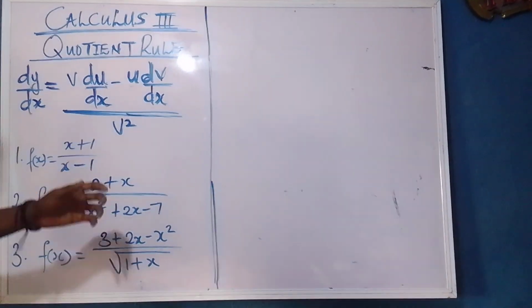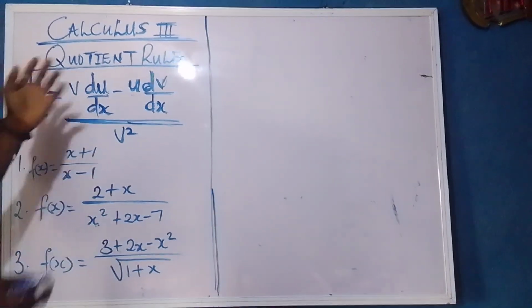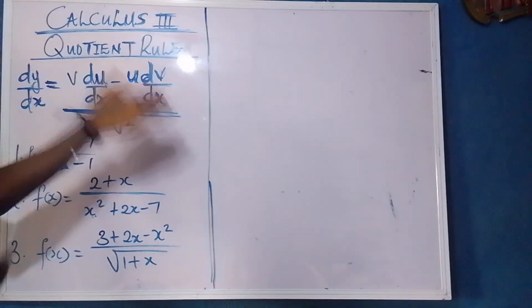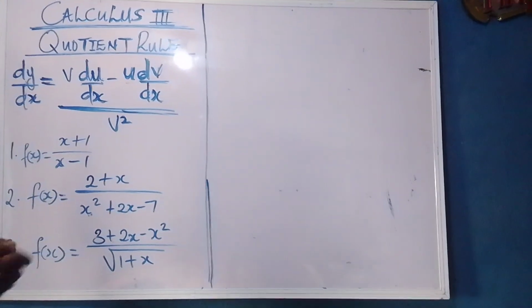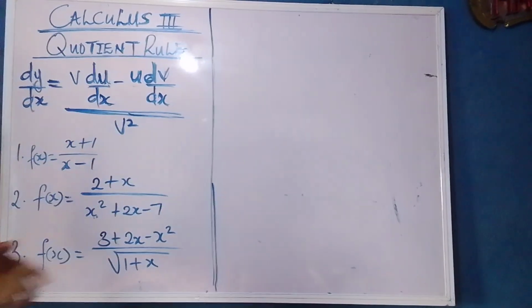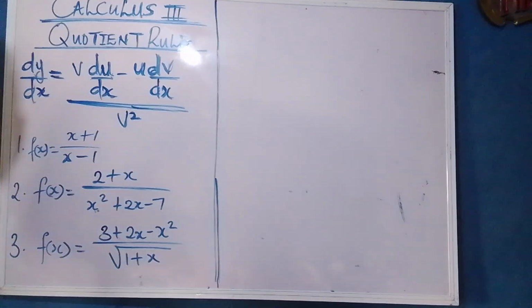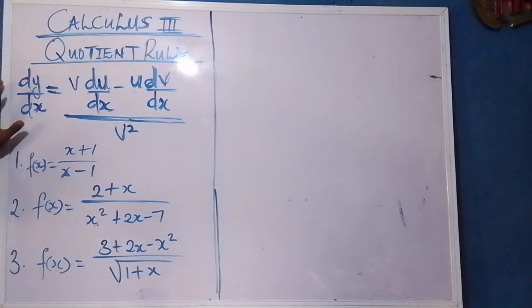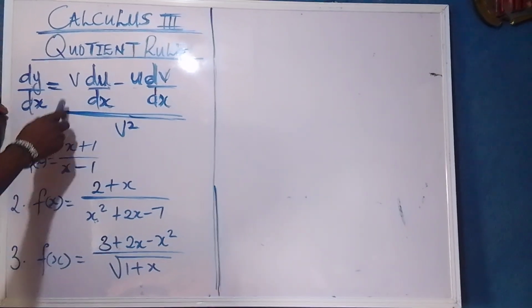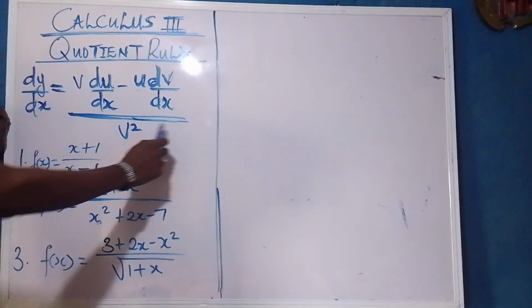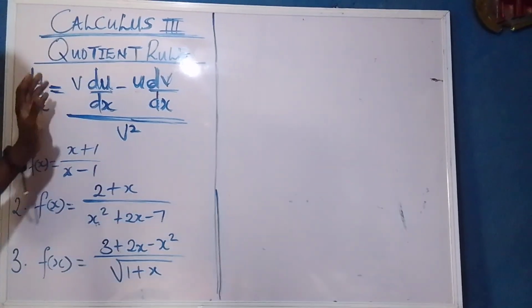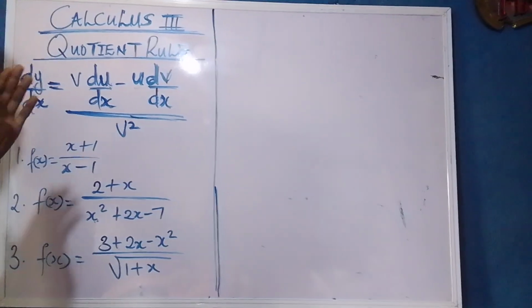So guys, in this video we're going to be learning Calculus 3, which covers other techniques of differentiation. We are going to be doing two today: quotient rule and implicit differentiation. The first one is quotient rule. Now, quotient rule has a formula that says dy over dx equals v du over dx minus u dv over dx, all over v squared. It is important you put this formula to memory.